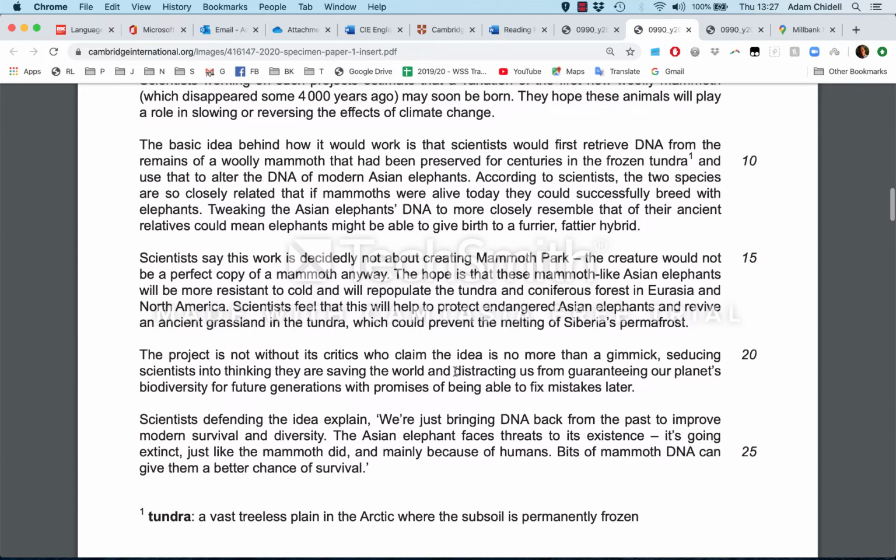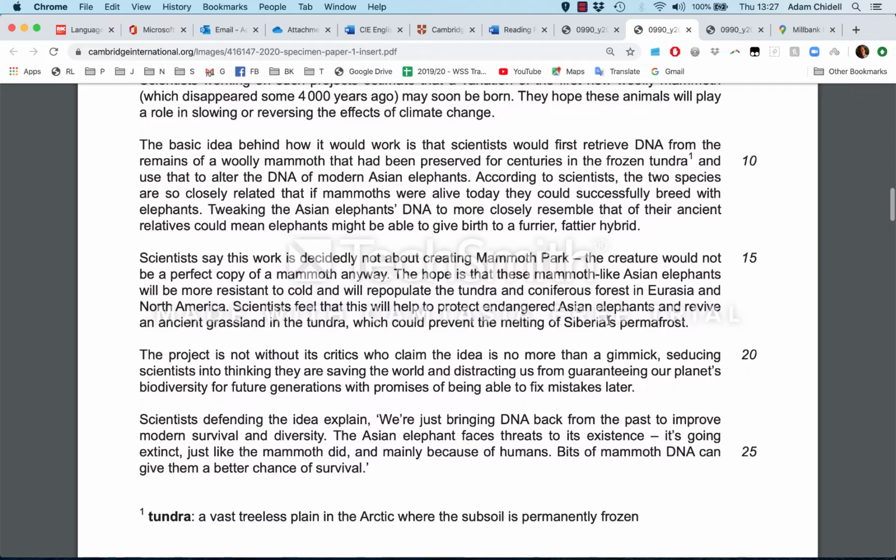And then we'd keep reading if we don't need a fourth point, but there is a fourth point in here: "for future generations with promises of being able to fix mistakes later." Another way of saying that might be that this project is excusing our current environmentally destructive actions. Okay, so this part of question 1 is asking you to show your understanding of some quite tricky words, but there are ways of doing it.